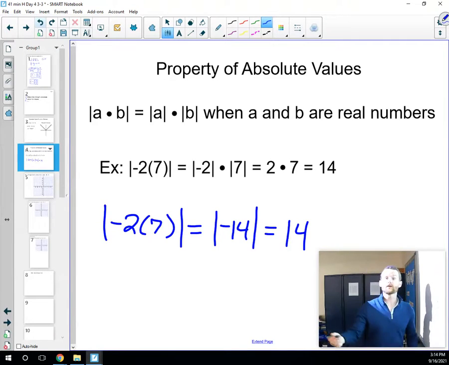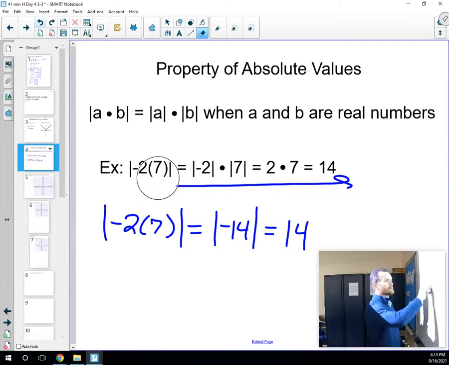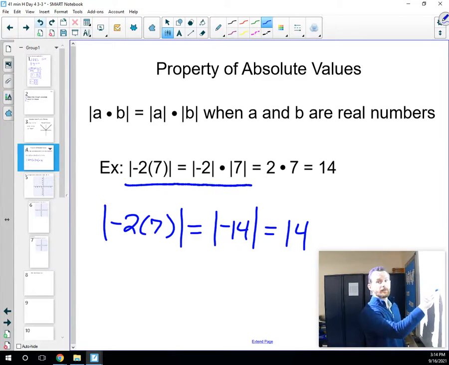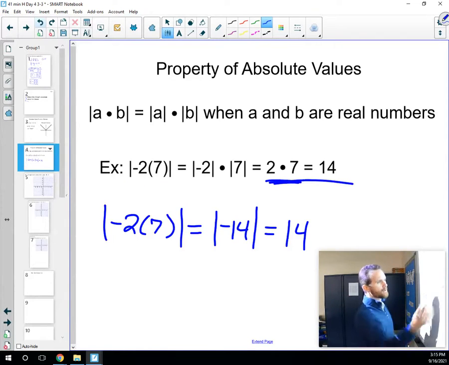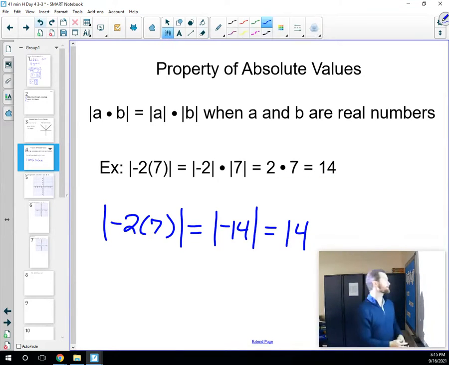But we can also get to that same answer using our property. So up here we said, okay, the absolute value of negative 2 times 7 is the same thing as the absolute value of -2 times the absolute value of -7. We took those two numbers that we were multiplying inside the absolute value and we split it up into the product of two different absolute values. And then obviously we just get 2 times 7, which gives us 14. The same answer done two different ways. Now we're going to need that property later, so hopefully that made sense.